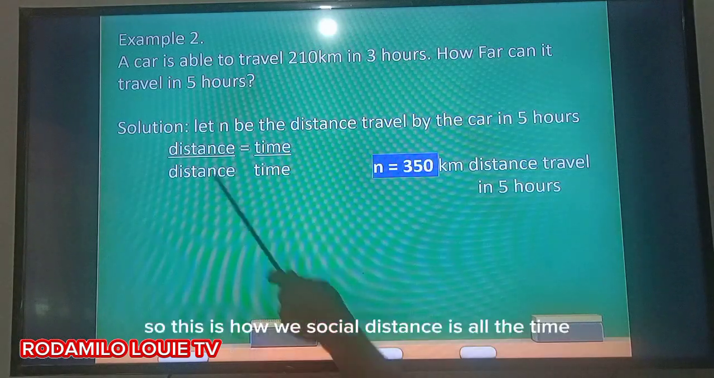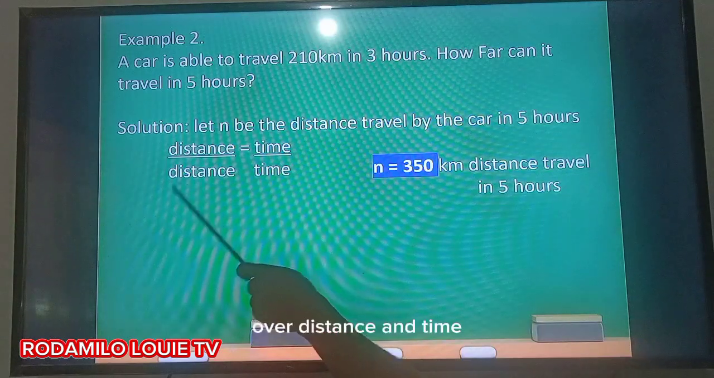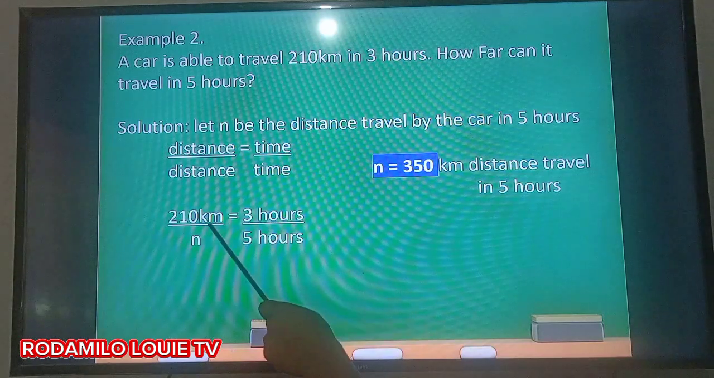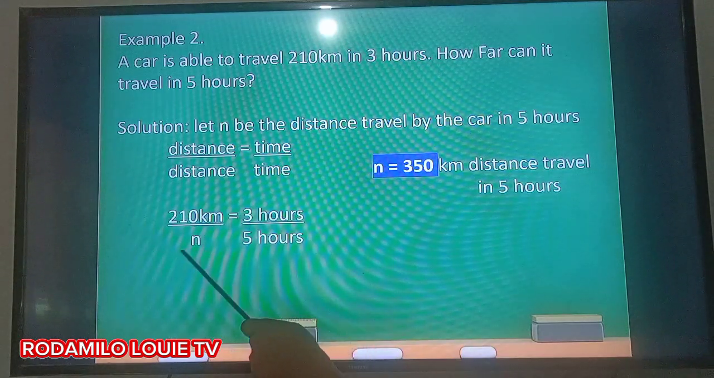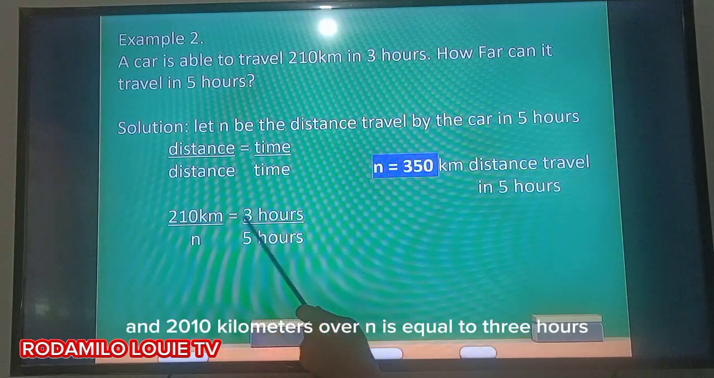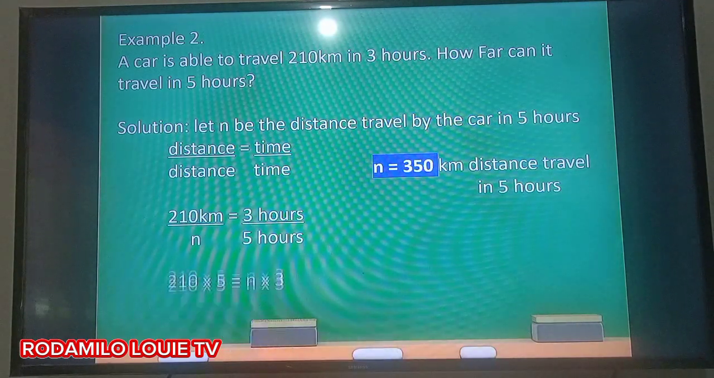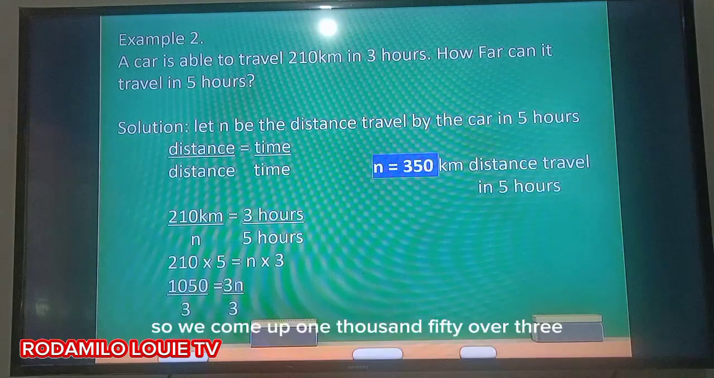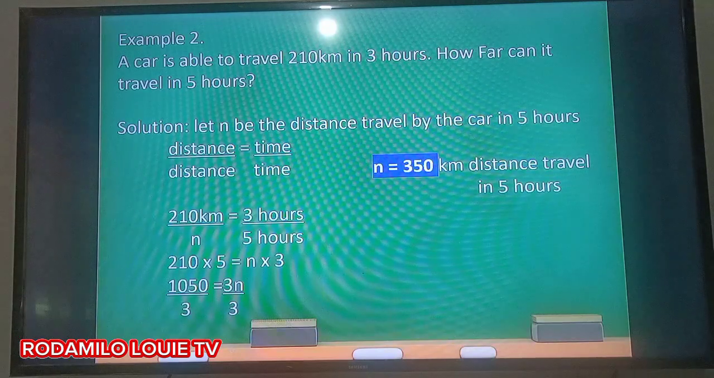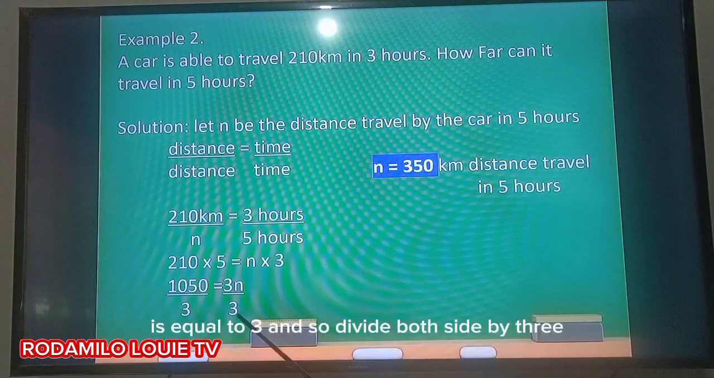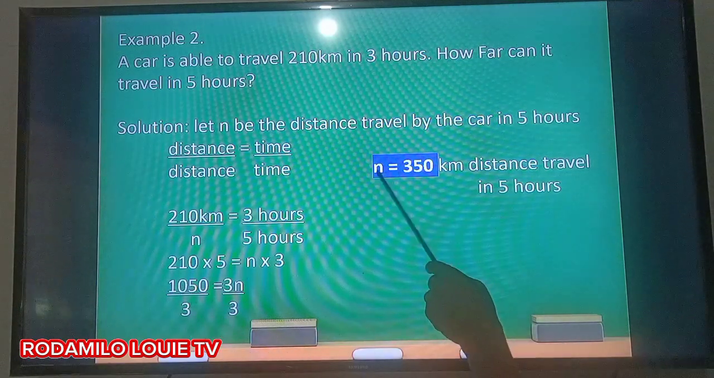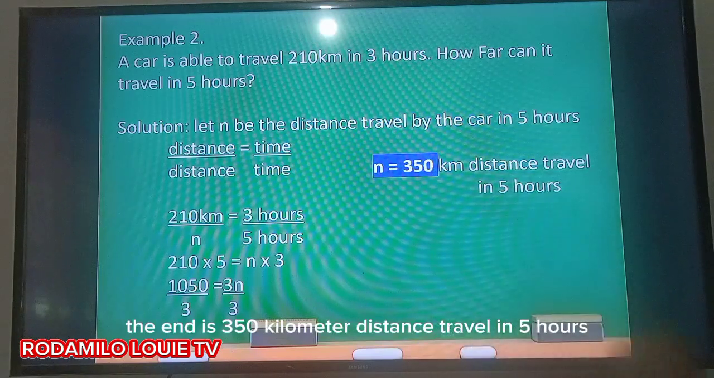So this is how we solve. Distance over time: 210 km over n is equal to 3 hours over 5 hours. So 210 times 5 is equal to n times 3. So we come up with 1050 is equal to 3n. So divide both sides by 3. 1050 divided by 3 is 350, so n is 350 kilometers, the distance traveled in 5 hours.